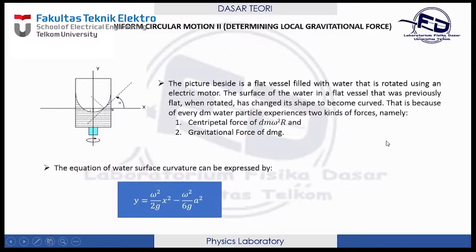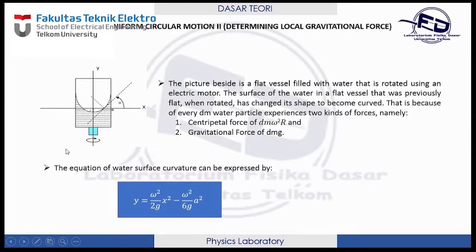Next, the uniform circular motion 2, determining local gravitational force. The picture beside is a flat vessel filled with water that is rotated using an electric motor. Do you guys remember when we were little, we used to stir water in a glass or a bucket so that the water turned in a circle, right? As we looked for a second after we stirred it, the water has an arc in it, right? That's the same like this flat vessel. The question is, how did it happen?